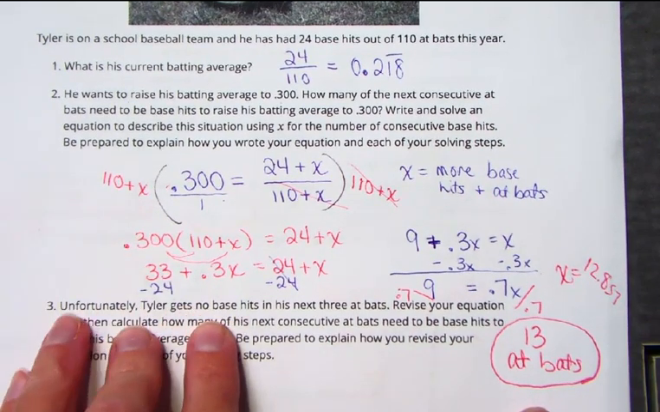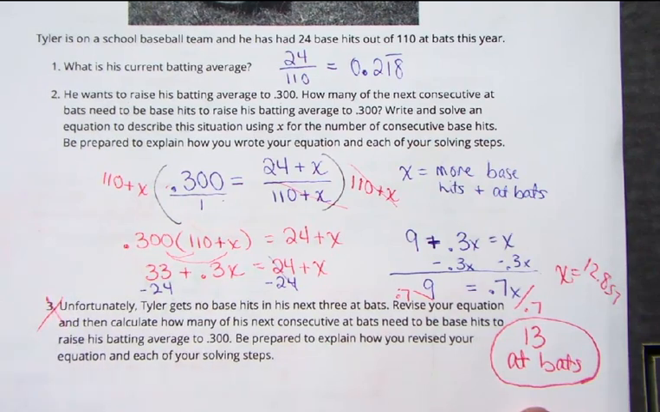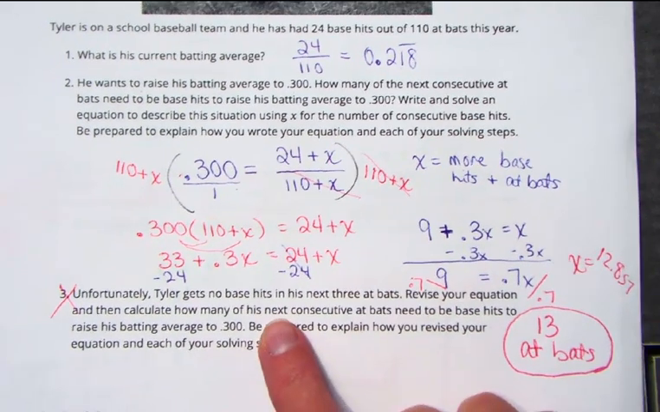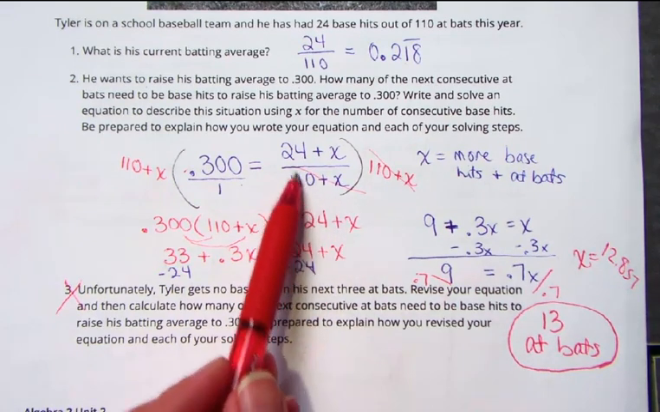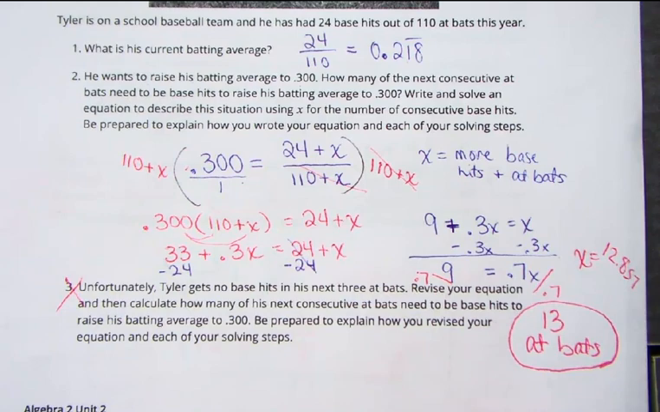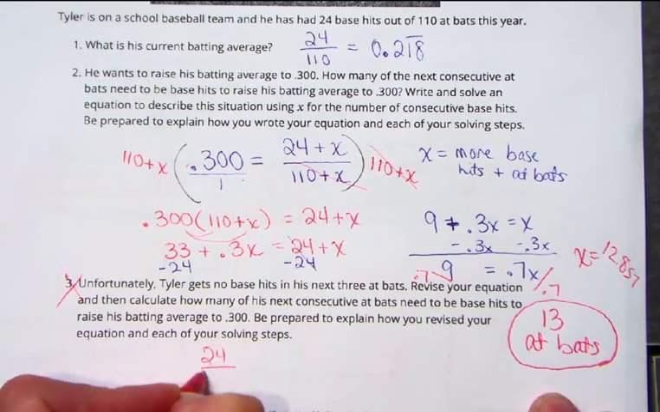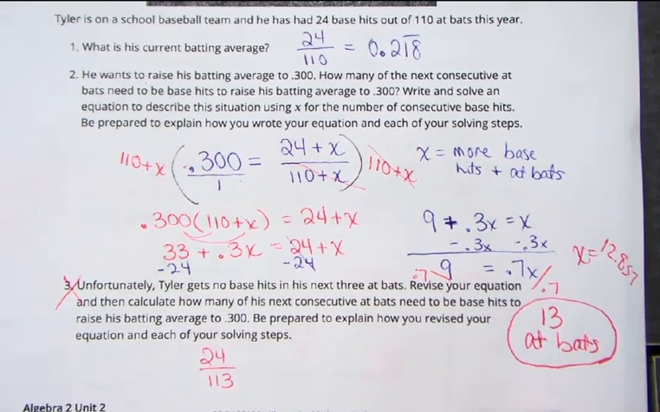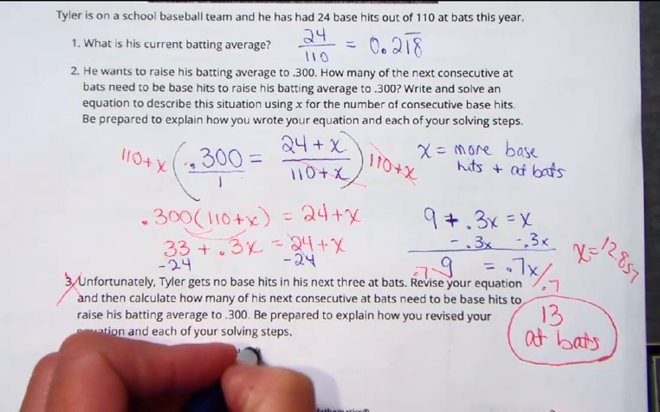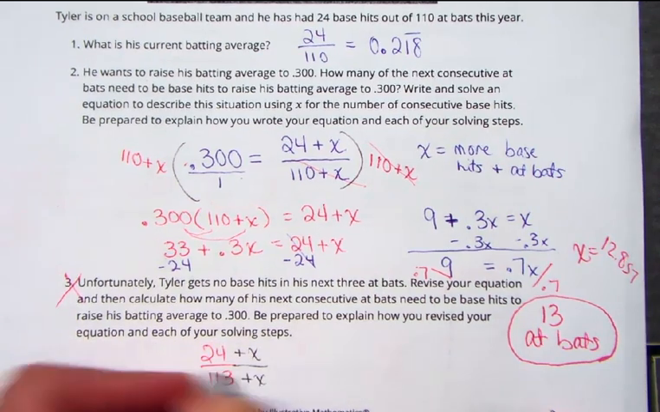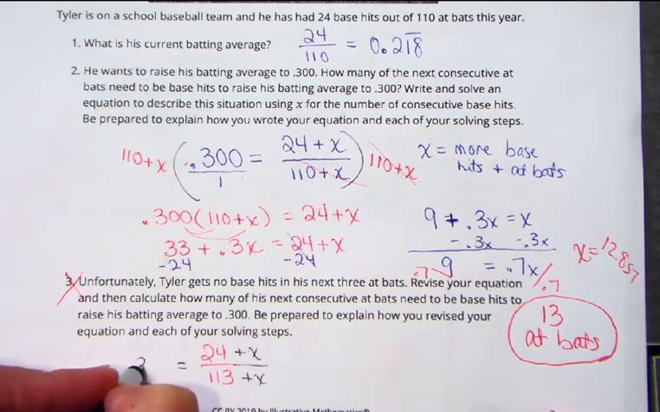Now I'm not going to worry about number 3. We can just cross that part off. It goes a little bit more thinking about his next. He gets no base hits for his next 3 at-bats. It would change our denominator here. So he'd have 24 out of 113. Because he has 3 at-bats, but none of them are base hits. And then we just need to keep on doing the same thing we did before. We're going to add a certain number of x's to both if he's still trying to get to 300.